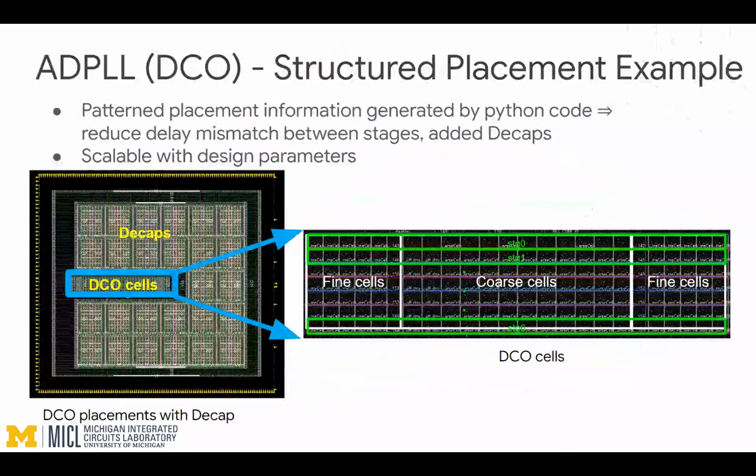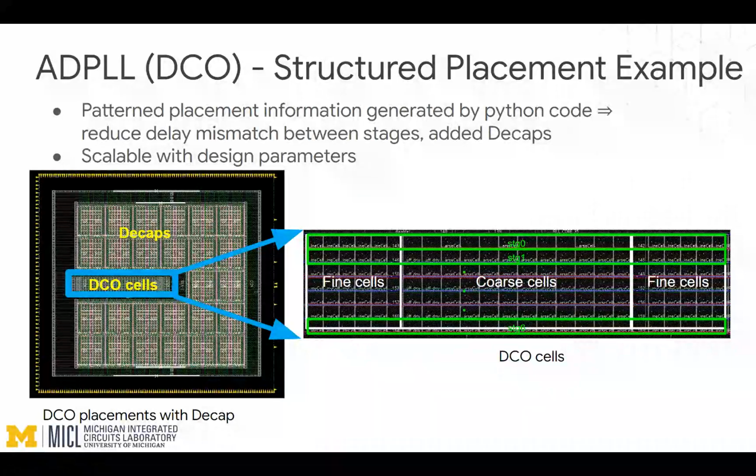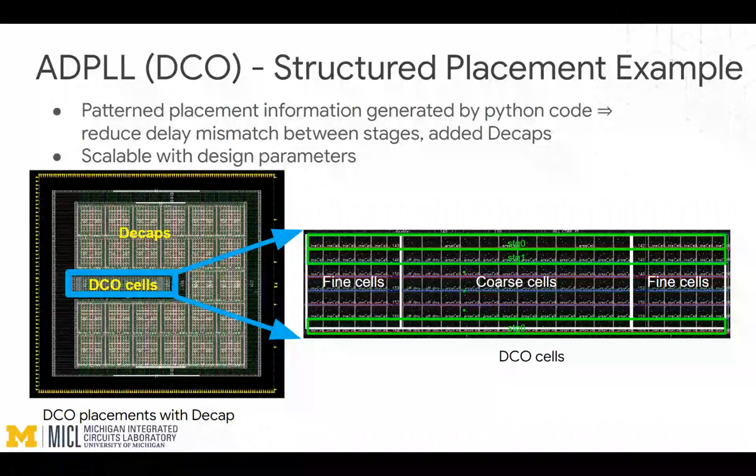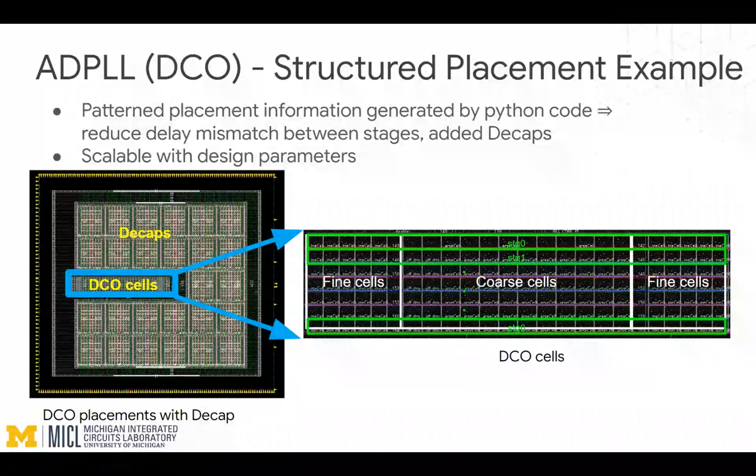Here's a few examples of what constraints look like. This is a DCO for a PLL. It's the most sensitive block. We use a Python script to just place the fine cells and coarse cells in a structured manner. So this helps a lot. You can get back a lot of the performance of a PLL. And this only uses place and route tools for digital design.